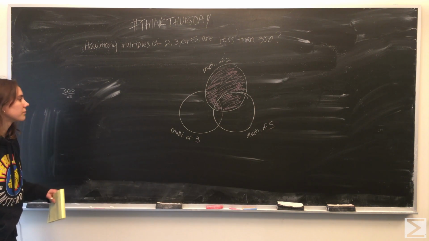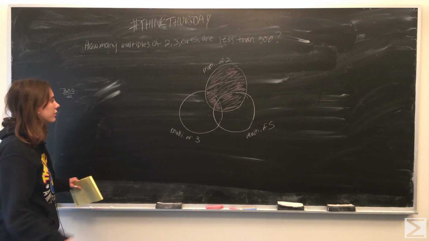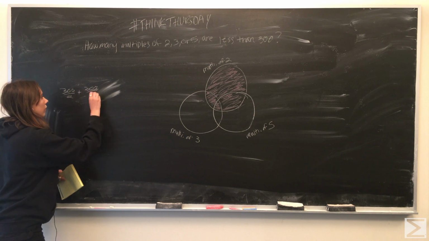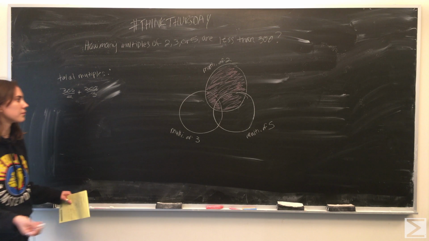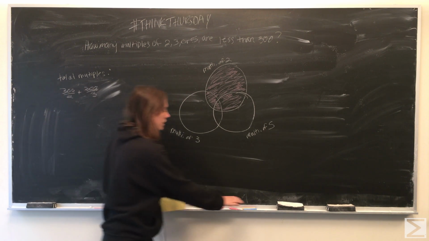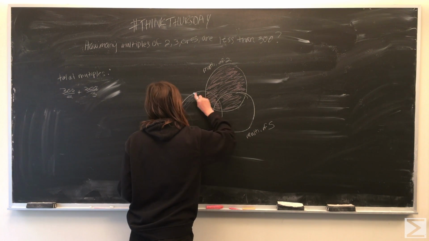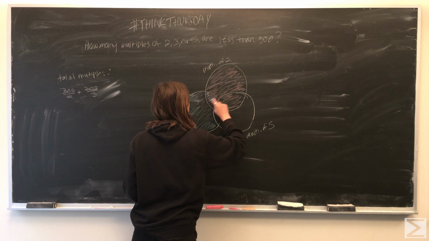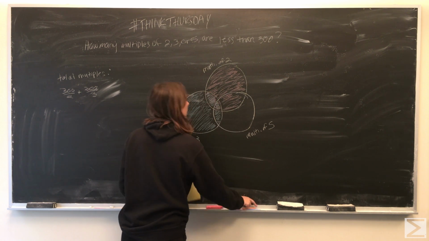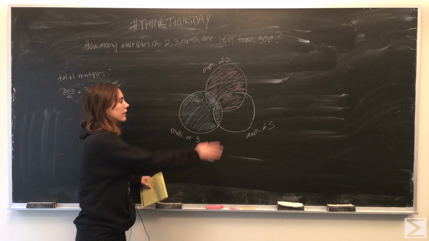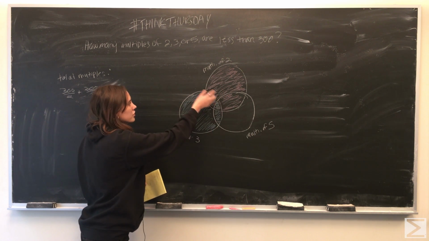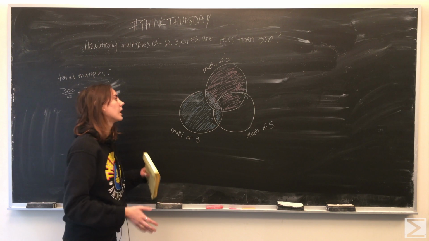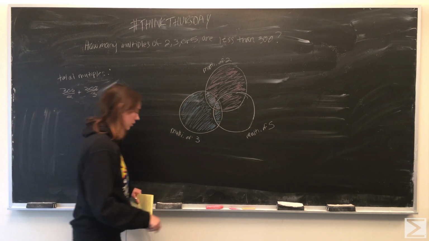Then to find the multiples of 3 that are less than 300, we take 300 and divide it by 3. So that shades in this area. And what you'll notice is there's a certain area of multiples that are multiples of both 2 and 3 that have been shaded in this diagram, and we'll get to that in just a second.